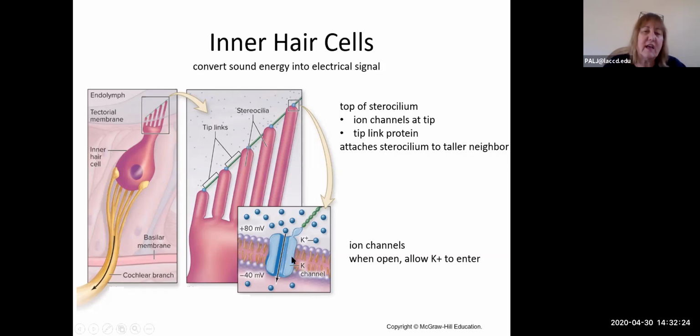When these ion channels open, that is going to allow potassium to enter the hair cell, thereby changing the polarity of that hair cell. So we'll talk about that later. And that's it for structures of the inner ear. So come back and let's learn how hearing happens.